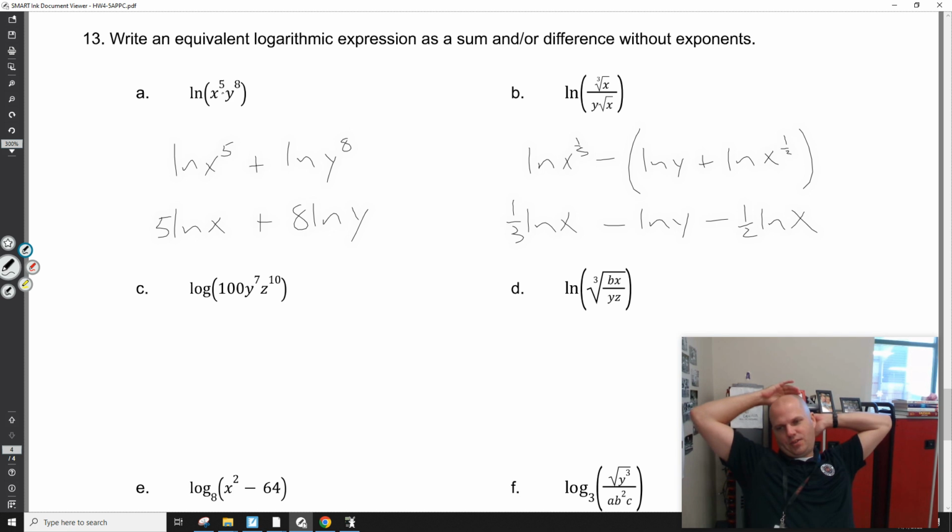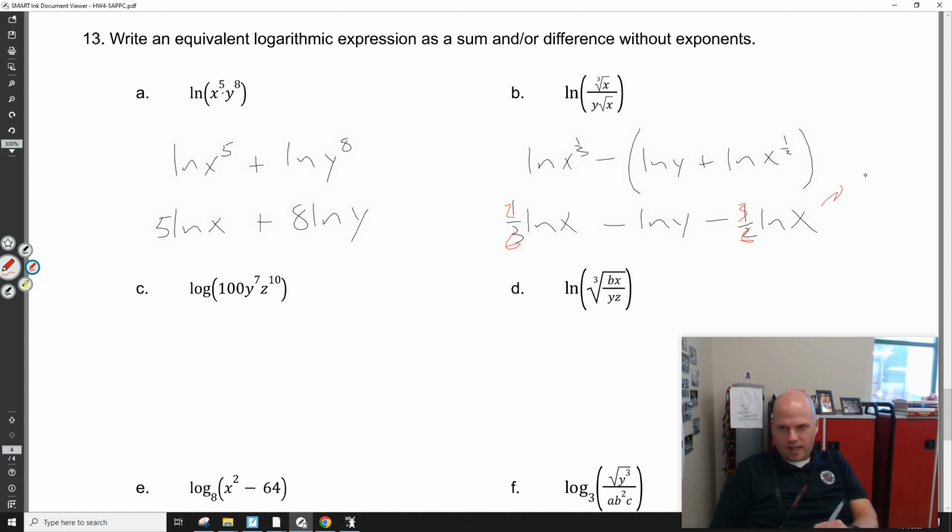Watch this. This is crazy. What's 1/3 of a log x minus 1/2 of a log x? Well, this is 2/6 log x, and this is 3/6 log x. I'm going to subtract those log x's together, and I get minus 1/6 of a log x, right? So I got minus log y minus 1/6 of a log x. I'm just combining my like terms.